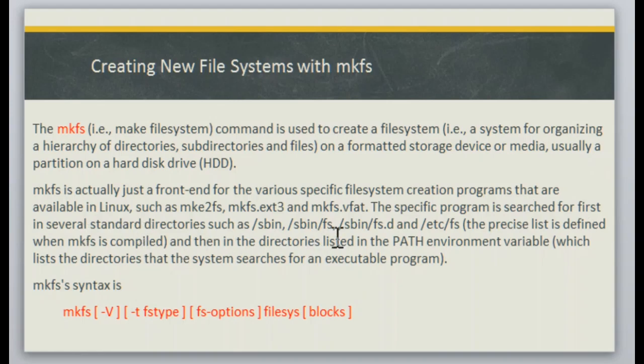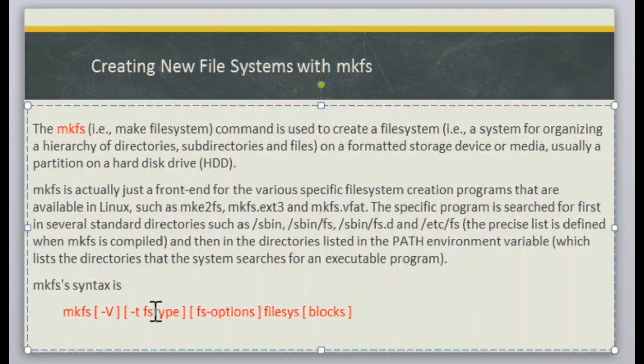Then it looks in directories listed in the PATH environment variable lastly, which lists the directories that the system searches for an executable program. So the syntax for makefs is makefs with various flags such as -V or -T, which will have the file system type, the file system option, and then the file system itself. So really we're going to just do makefs and then the file system to make it a file system. There's a lot of flags and options, as you can see here, that you can put onto it to alter what it does. Okay.